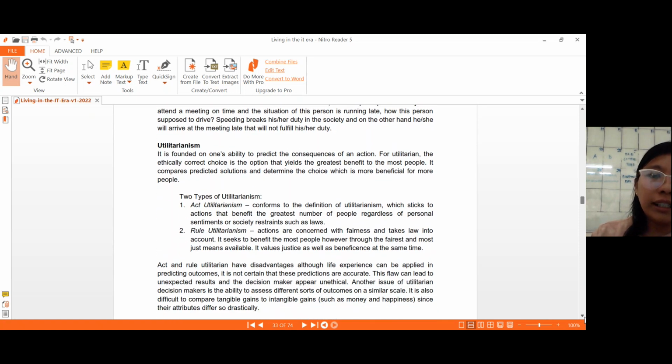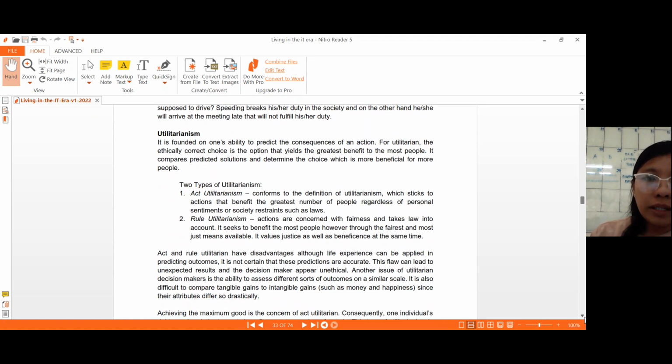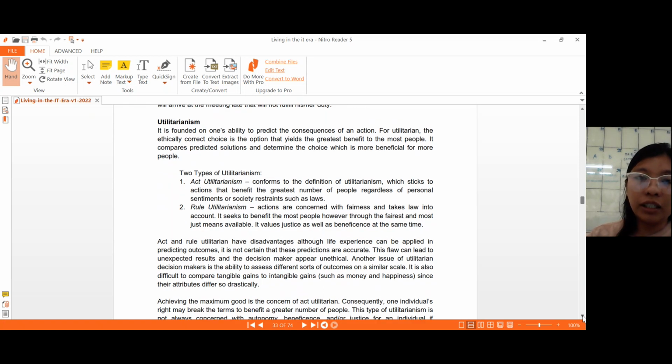Okay, second one, utilitarianism. It is founded on one's ability to predict the consequences of an action, and for utilitarians, the ethically correct choice is the option that yields the greatest benefit to the most people. It compares predicted solutions and determines the choice which is more beneficial for more people. So, utilitarianism, ibig sabihin, kung mas marami ang mas makikinabang, doon ka.